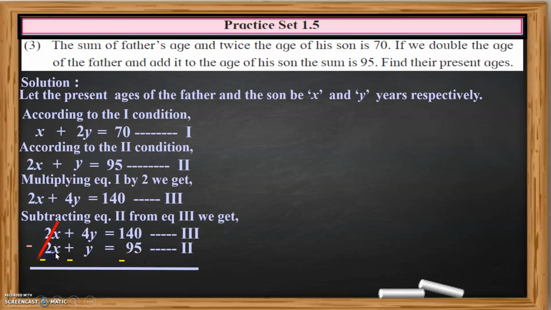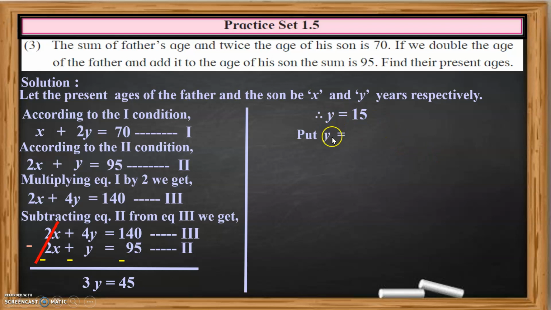So what will happen? This 2x and 2x will get cancelled. 4y minus y will give me 3y. And 140 minus 95 will give me 45. So when I solve this, I get y is equal to 45 upon 3, which is equal to 15. Okay, so I have got the value of y.